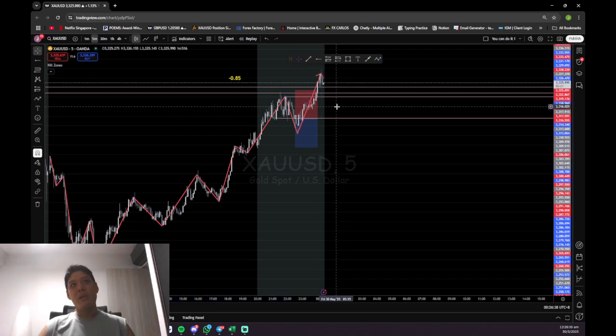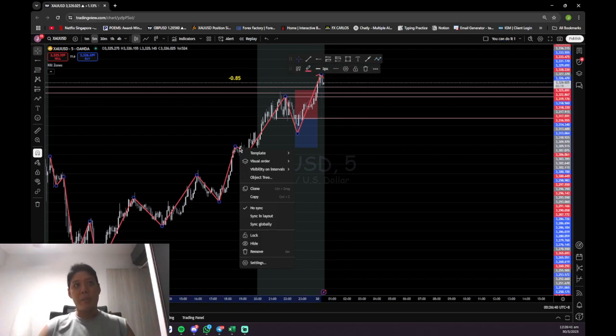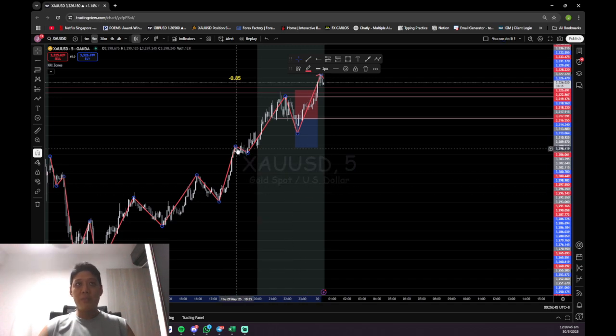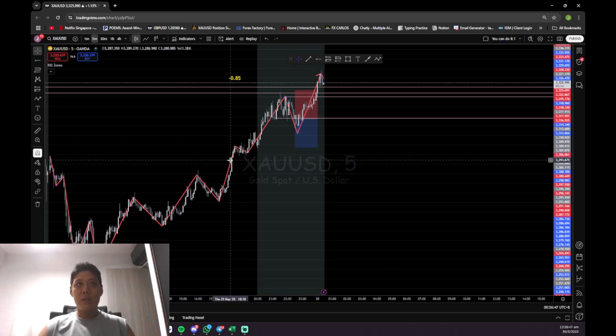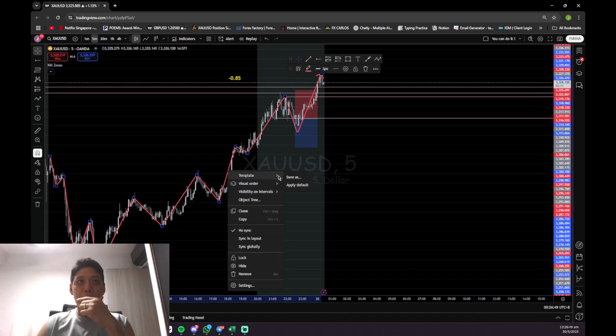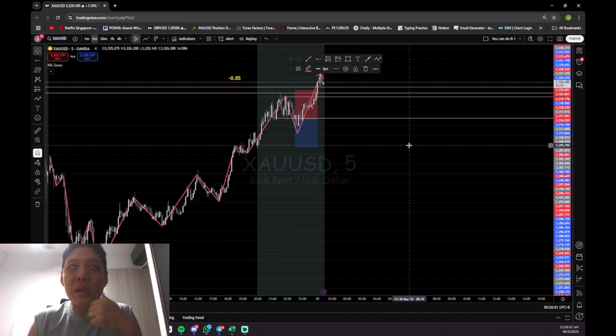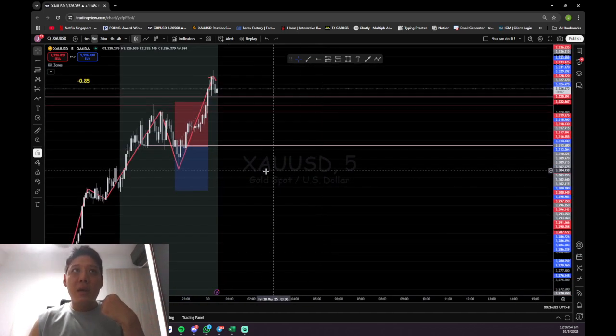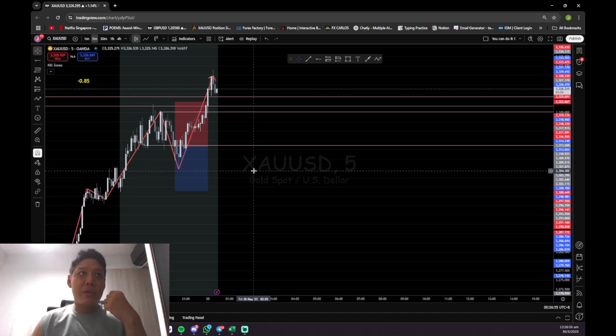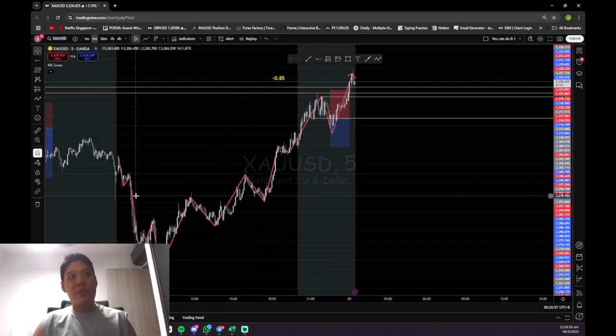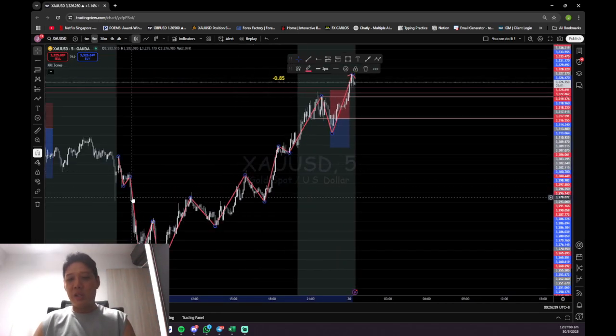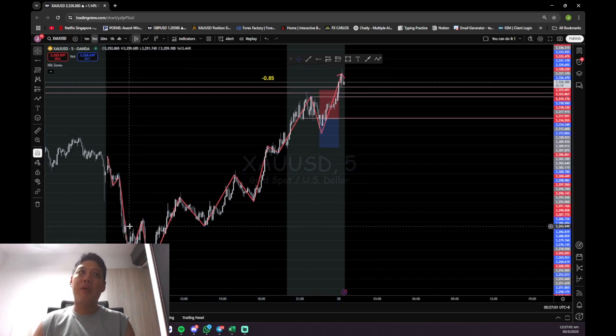Right? So as you can see, let me put this on the back. Visual order, send to back. Oh, it's not at the back yet. Let me see here. Template, visual order. It's already at the back, but it's still above the candle, so a bit obstructive. So let me just delete it. Alright, so this is just an example of how I actually look at the market structure.